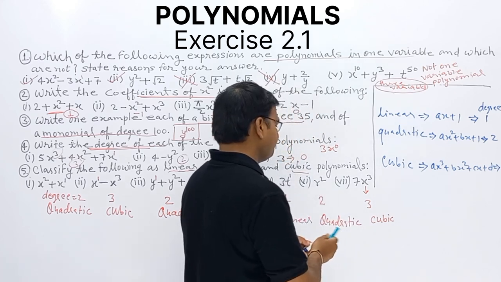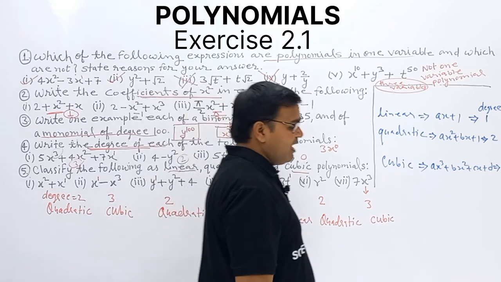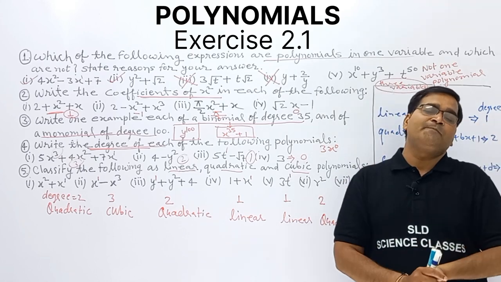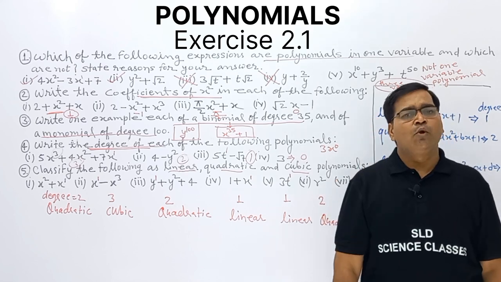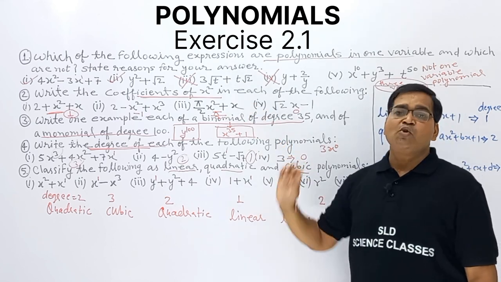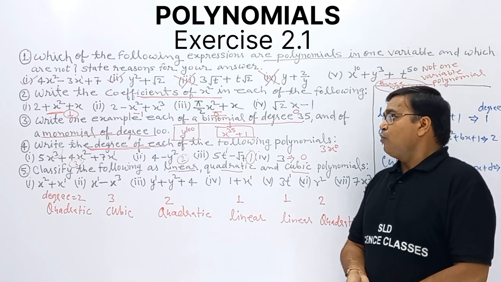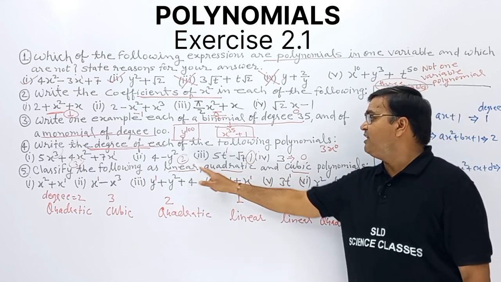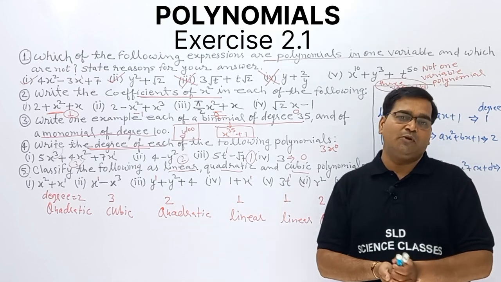So what about these questions? Observe, in all these questions what are we doing? All these questions are based on the basics of polynomials. We are identifying the degree, checking whether it is a polynomial or not, one variable polynomial or not. We are finding the coefficient of x square, and in this way we can also find the coefficient of x. Another is the degree, and identifying linear, quadratic and cubic: which polynomial is linear, which is quadratic, and which is cubic.